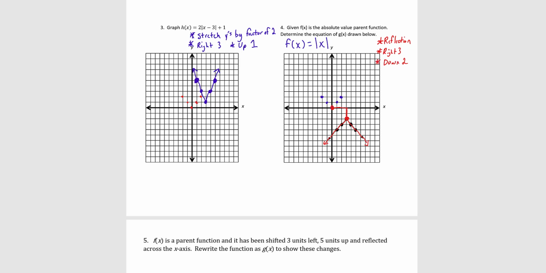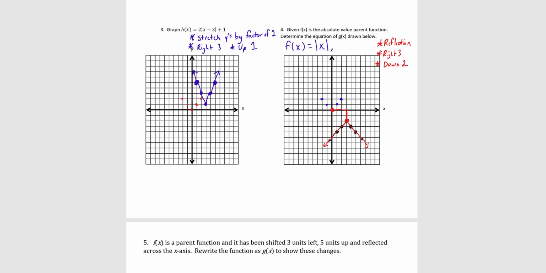So they want us to determine the equation for g of x, and there's a couple of different ways to do this. We could rewrite g of x. Since it's been reflected, that means there's a -1 in front of the absolute value symbols. We know there's a horizontal shift of right 3. So think about it. If it's a right 3, that has to be a subtract 3 on the inside. And down 2 means the 2 is on the outside, and it's also going to be negative. So that's one way to write the answer.